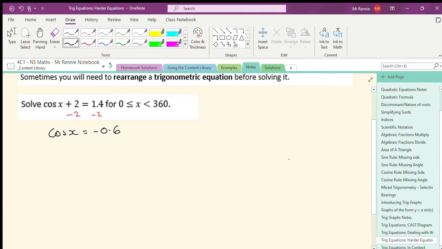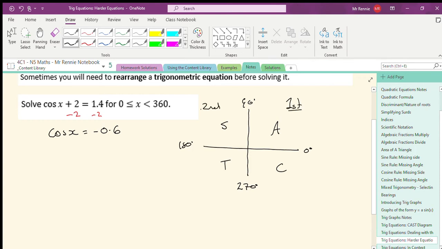Okay, so I'm going to get my CAST diagram out again, making sure we annotate fully, so give myself plenty of space. First quadrant all, sine, tan, cos. Put in my degrees, starting off at 0, up to 90, down to 180, all the way down to 270, then back up to 360, which is back to the start of a cycle, which is 0. First quadrant, second quadrant, third quadrant, and fourth quadrant. So all these should be known.